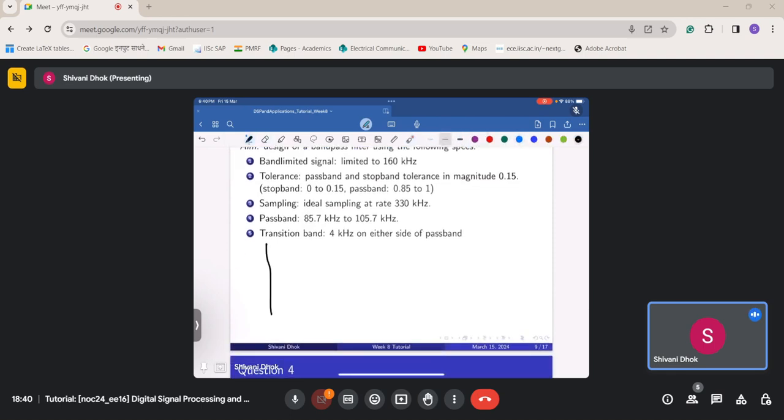So let us try to visualize what exactly is happening. Let's say this is my frequency axis, and the first thing that I can mark is my pass band. So my first passband edge is FP1, which is 85.7 kilohertz. Let me write that this is in kilohertz.